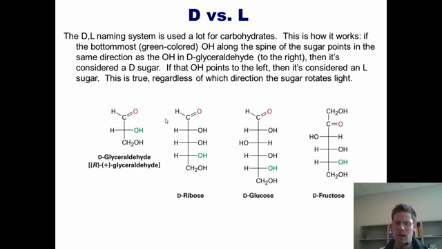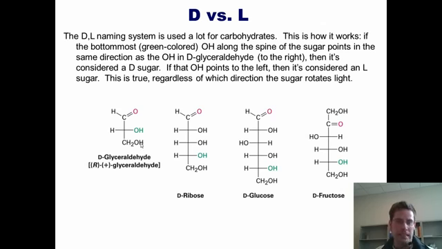So as the field of carbohydrate chemistry developed, chemists began using this D versus L naming convention. And while we don't use this convention very frequently for other organic compounds, we use it a ton for carbohydrates. So how does the DL naming convention work? Well, here's how. When we draw a Fischer projection of a sugar, if the bottommost OH, which I've colored green in all of these examples here, is pointing to the right, then we say it's a D sugar. If the OH is pointing to the left, then it's considered an L sugar.